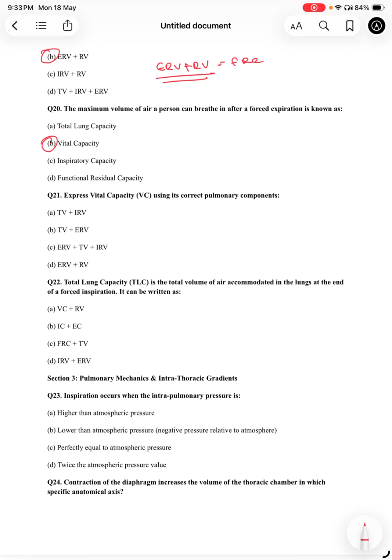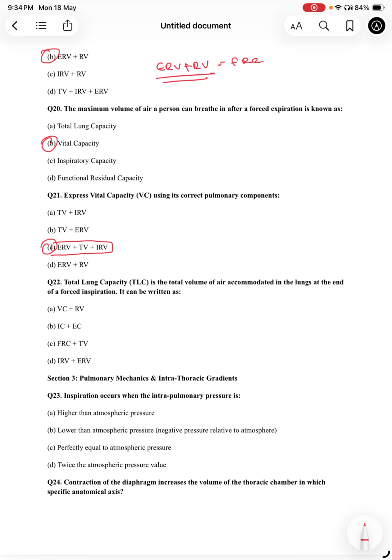Express vital capacity using its correct pulmonary components. This is a direct question: ERV plus TV plus IRV. Basically, it brings together both ERV and IRV, and it gets tidal volume together. Okay, this is a very direct question.